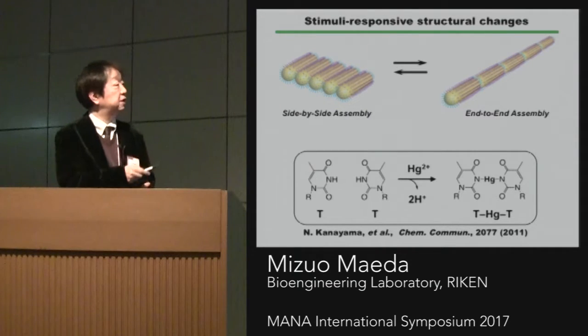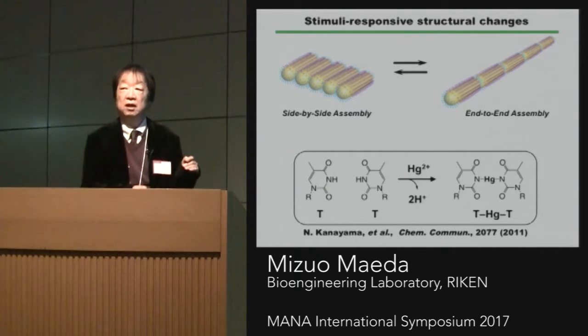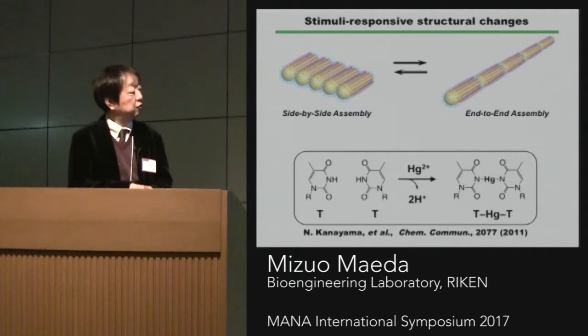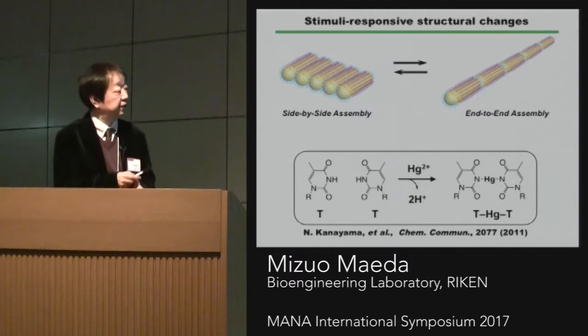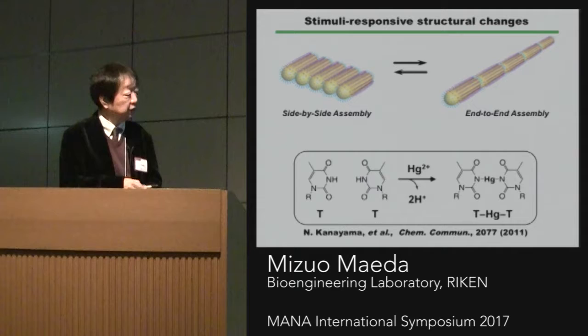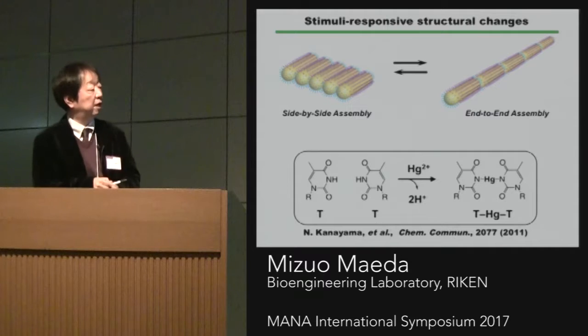So how can you change the side-by-side to end-to-end assembly by using some chemical stimulus? We can use this type of mercury ion mediated thymine-thymine mismatch to thymine-mercury-thymine non-Watson-Crick base pairing. This is a YES gate. So end-to-end assembly is prohibited in this case, but if you use this type of reaction, you can make the end region adhesive to give end-to-end assembly.